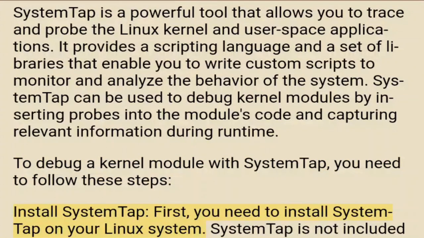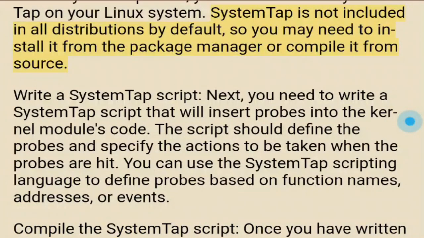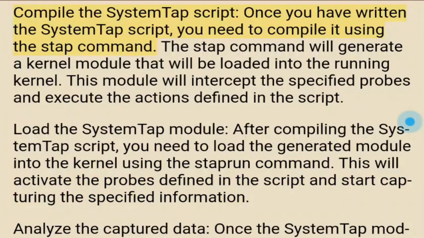Install SystemTap. First, you need to install SystemTap on your Linux system. SystemTap is not included in all distributions by default, so you may need to install it from the package manager or compile it from source. Write a SystemTap script. Next, you need to write a SystemTap script that will insert probes into the kernel module's code. The script should define the probes and specify the actions to be taken when the probes are hit. You can use the SystemTap scripting language to define probes based on function names, addresses, or events. Compile the SystemTap script.